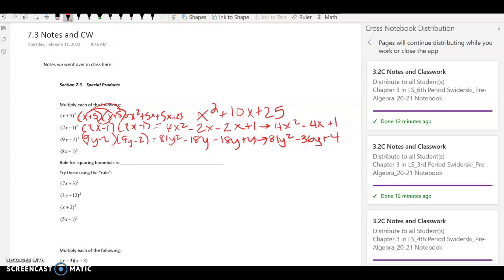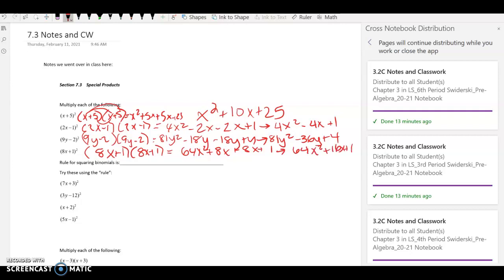Okay, this last one. See if you can find a pattern. There is a rule for these, and there's a shortcut. Now, do you have to use the shortcut? No. But is it helpful? Yeah, if you see it. For this one, we get 64x squared plus 8x plus 8x plus 1. Okay, combine those like terms, we get 64x squared plus 16x plus 1.